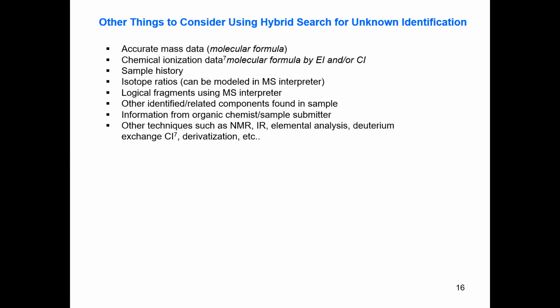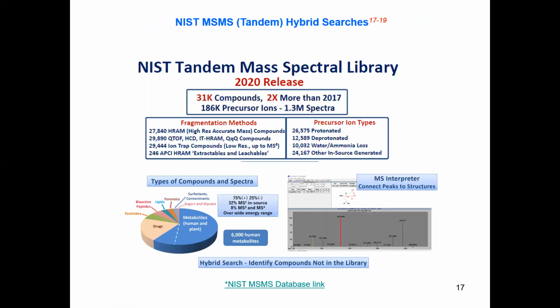Use other techniques. The only problem is a lot of times we're looking at trace or smaller components, so it's hard to do NMR and IR, but if they're major components like a 50-50 mix, go talk to the NMR people, go talk to the infrared people. Elemental analysis tells you the elements that are present. In my paper about chemical ionization, I talk about deuterium exchange CI; you can count the number of exchangeable protons. You can derivatize things. I've got a whole paper on derivatization on my website. So that's pretty much what you need to do.